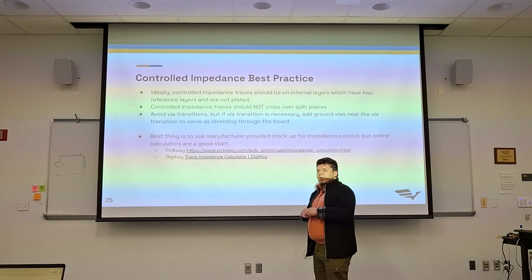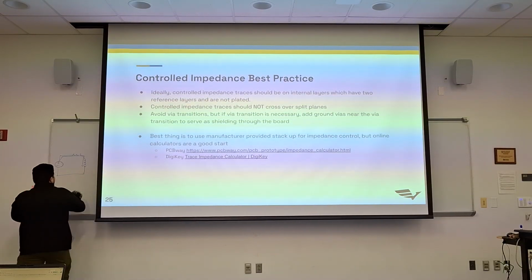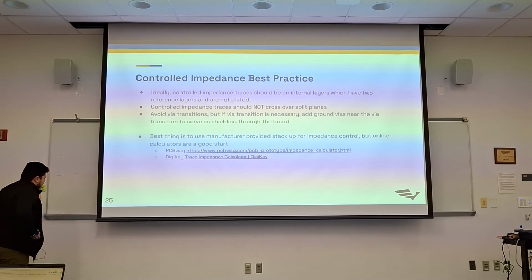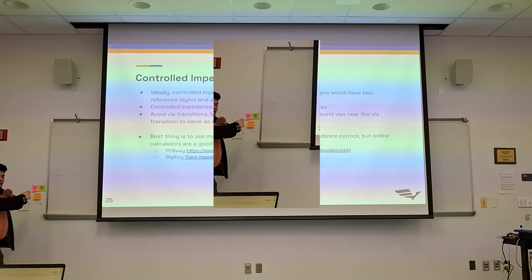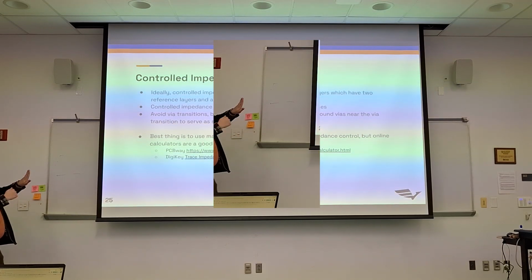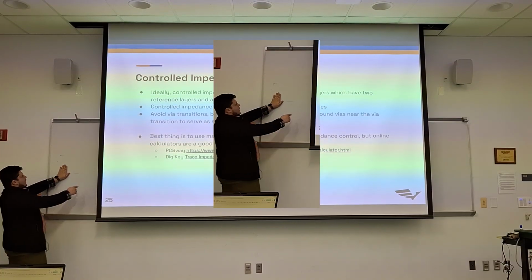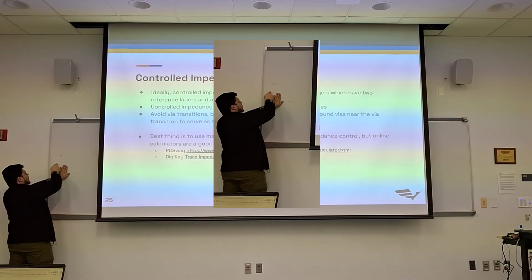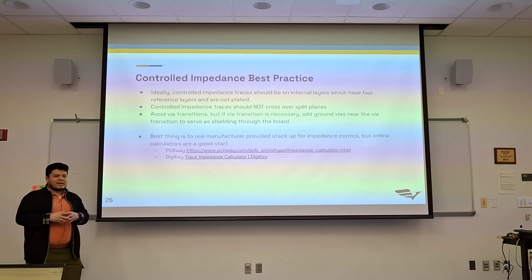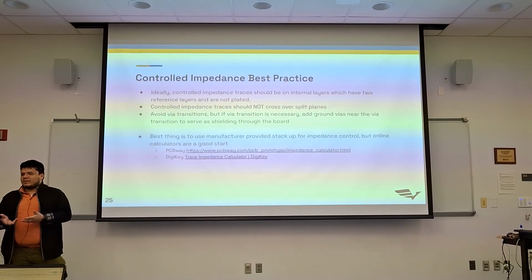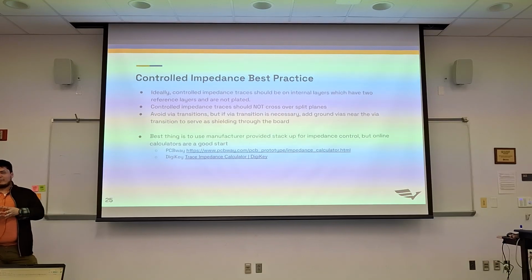But we do not want them to be crossing over split planes. And what I mean by split planes, and I'll talk about that later, but I'll marinate the idea with y'all, is if you have a solid ground, then you always have that nice straight return loop. But if you have a break, like let's say we have a power plane or something, then all of a sudden that return current has to go up and around to close the loop, right? And so that again adds parasitics into the signal, when in this case we're specifically designing them to have the least amount of parasitics, right?